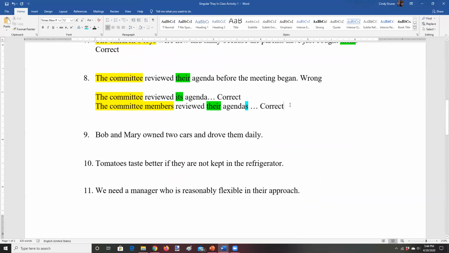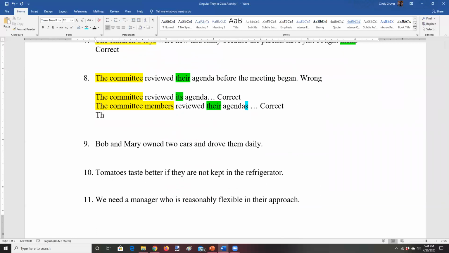A third way of working with this sentence would be: the committee reviewed the agenda. That's also correct. Sometimes you can just remove the second pronoun entirely and it works.